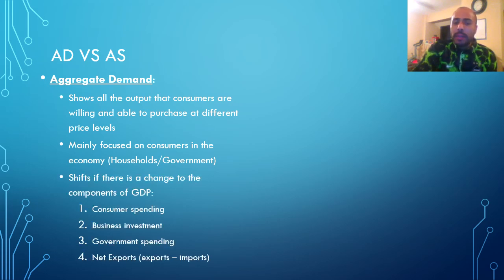Also keep in mind that exports and imports are a big part of our aggregate demand as well. So if we talk about the demand for American products abroad, or if we talk about America's trading partners, any of those keywords are going to tell you we're talking about aggregate demand. So remember, the aggregate demand shifts if there's a change to our GDP. Any changes to consumer spending, business investment, government spending, or net exports.